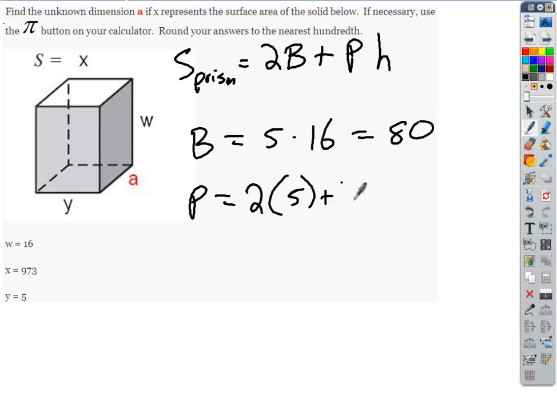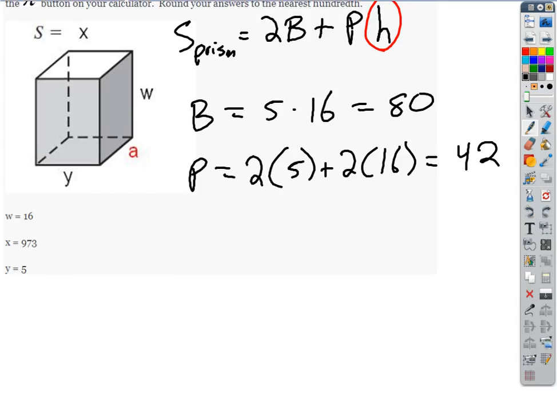We know the surface area, we know the perimeter, we know the base, and we're trying to find h, right? So we can set this up as an equation now. 973 equals 2 times 80 plus 42h, right? So what are the steps I go through then? And we can just solve this right in our calculator.